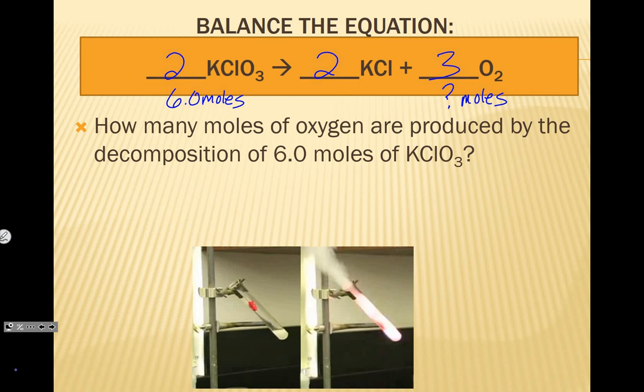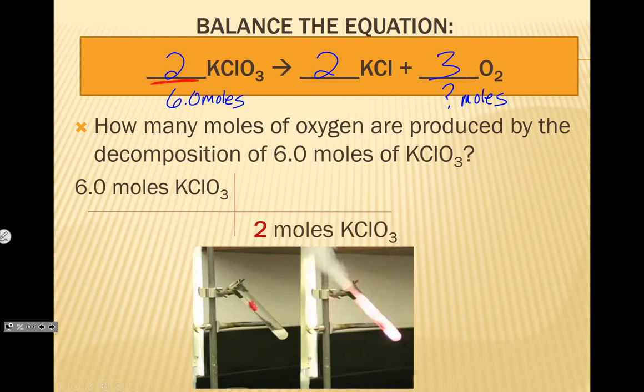All right, so again, start with what they gave you, and you just do the factor label again. What they gave you, you're looking at this number right here in front of potassium chlorate. That's going to go on the bottom, so you can get rid of potassium chlorate. And what you want to go to, oxygen, that number goes on top. Okay, we can cancel out moles of potassium chlorate. Then if you go 6 times 3, that's 18. Divide it by 2, you get 9.